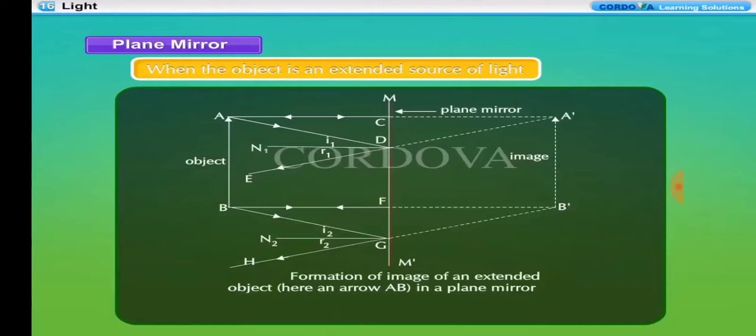The image is at the same distance behind the plane mirror as the object is in front of the mirror. The image is virtual, erect, and of the same size as the object.